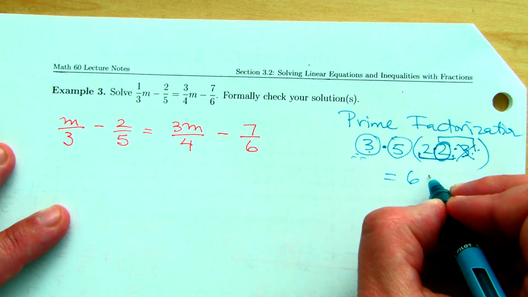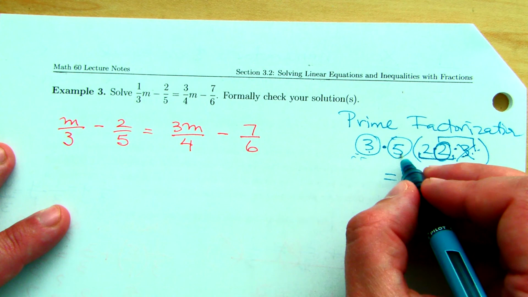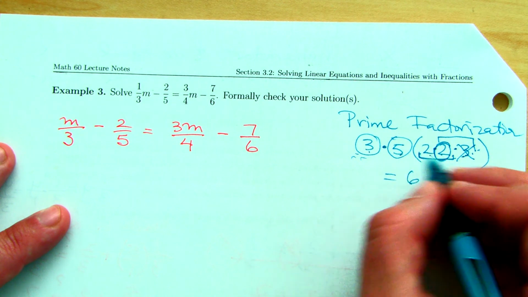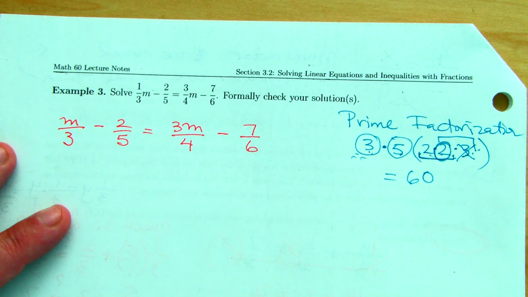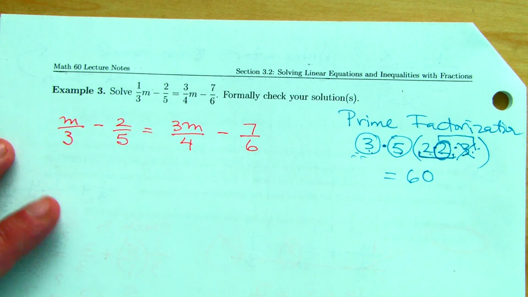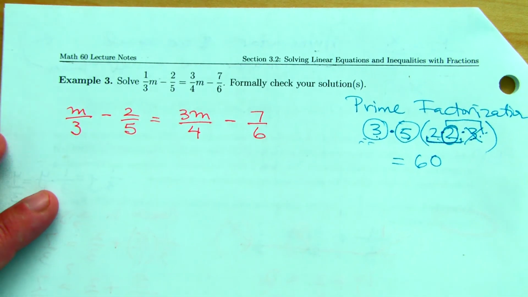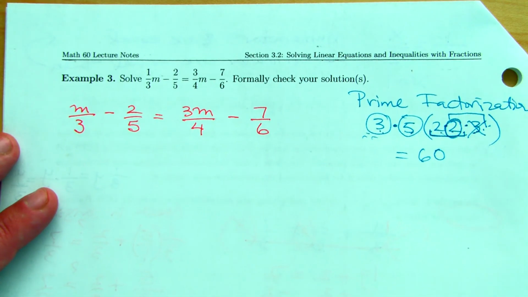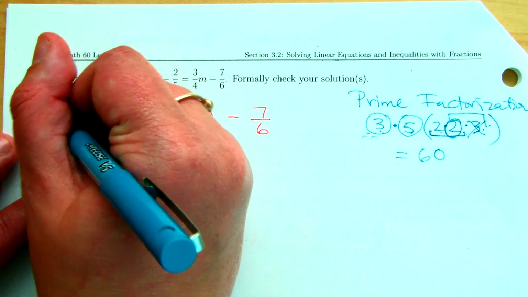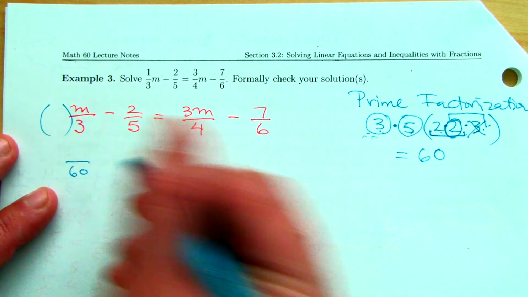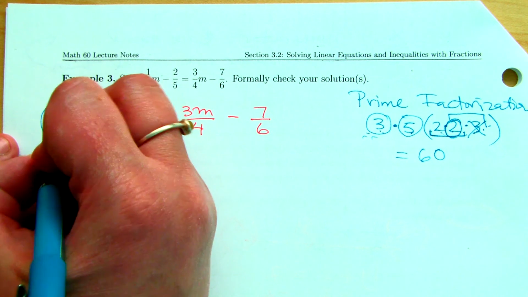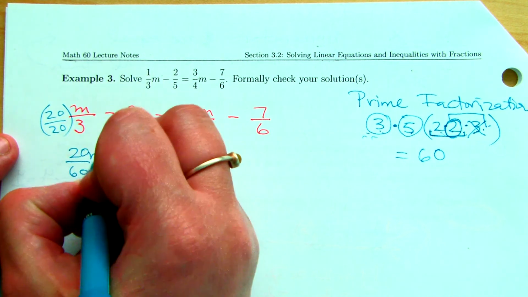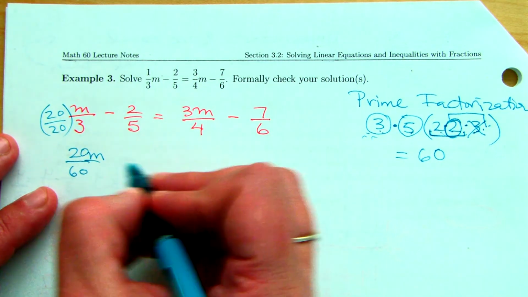Is that what you got? No, wait. Yeah, 20 times 3 is 60. Is that the lowest common denominator you guys got? 60. So we want every single one of these to have a denominator of 60. So what times 3 gives us 60? 20. So we're going to multiply by 20 over 20, 20m over 60.